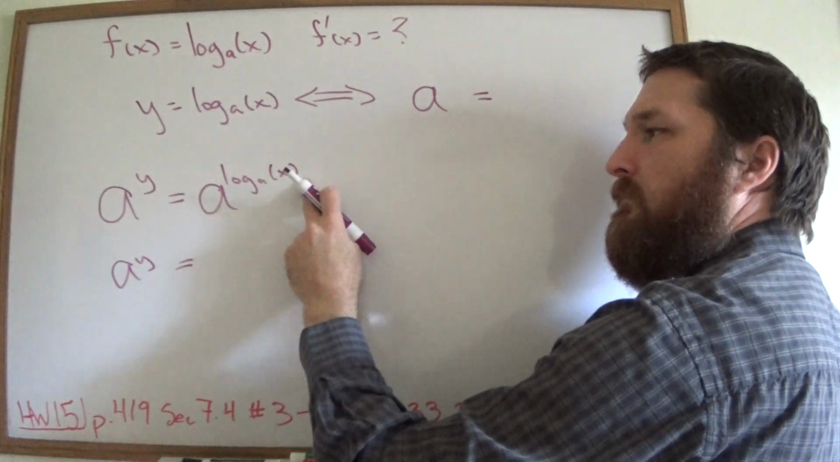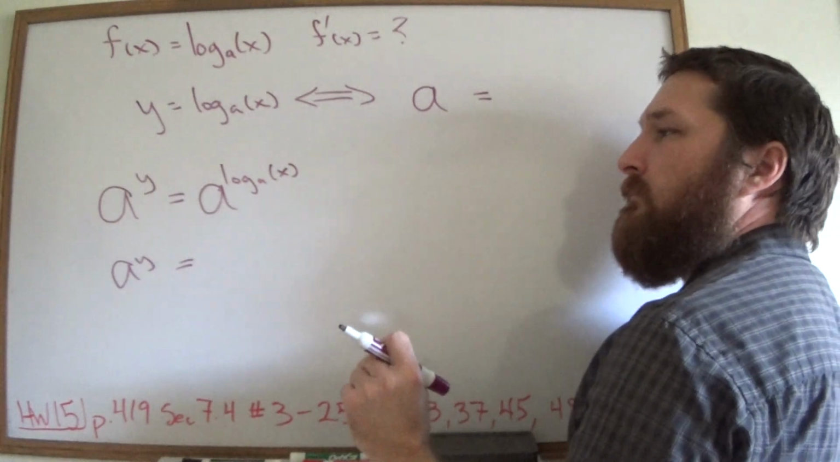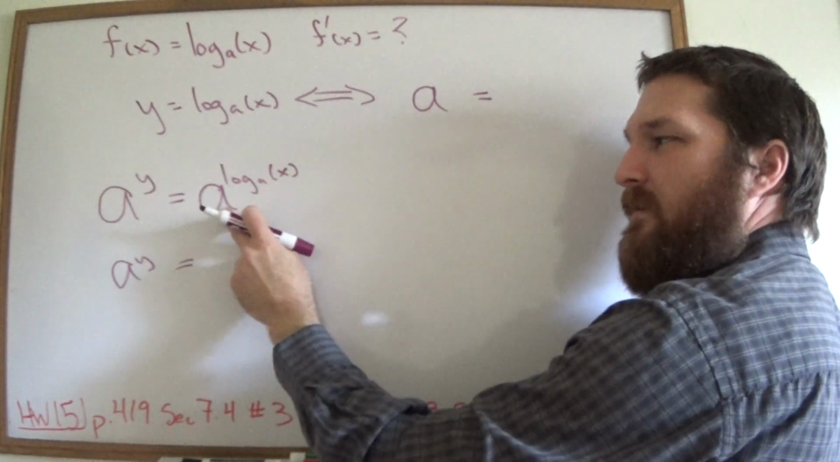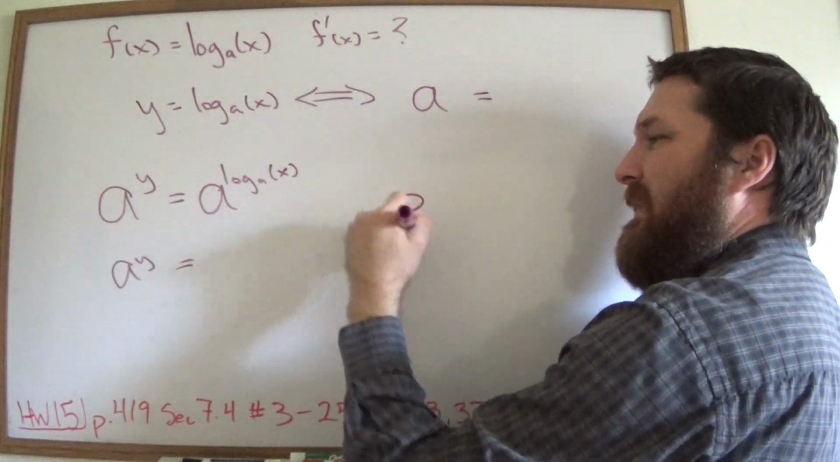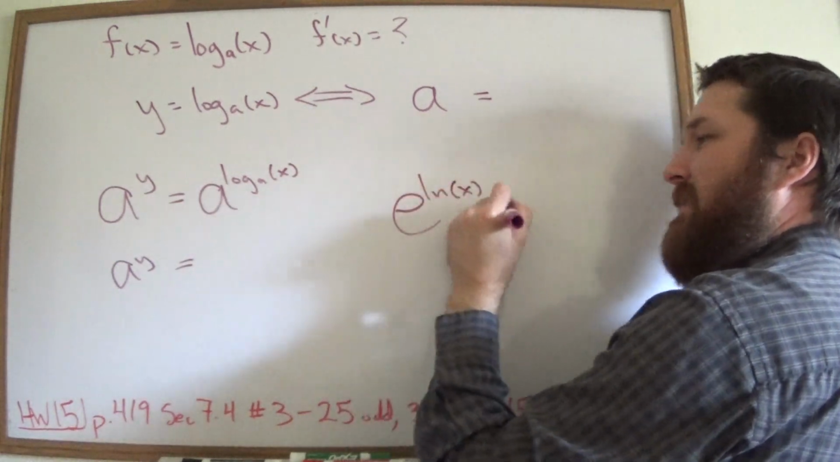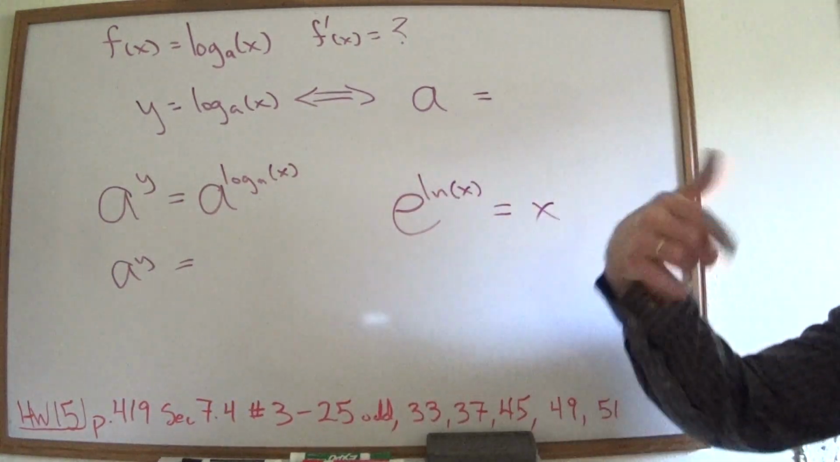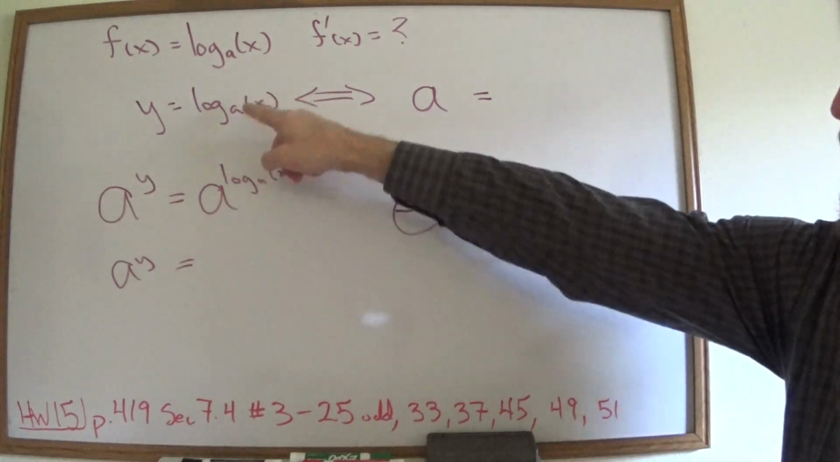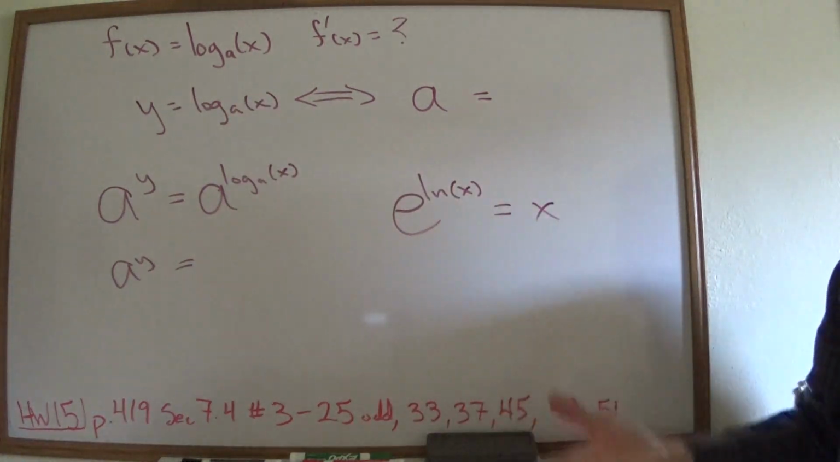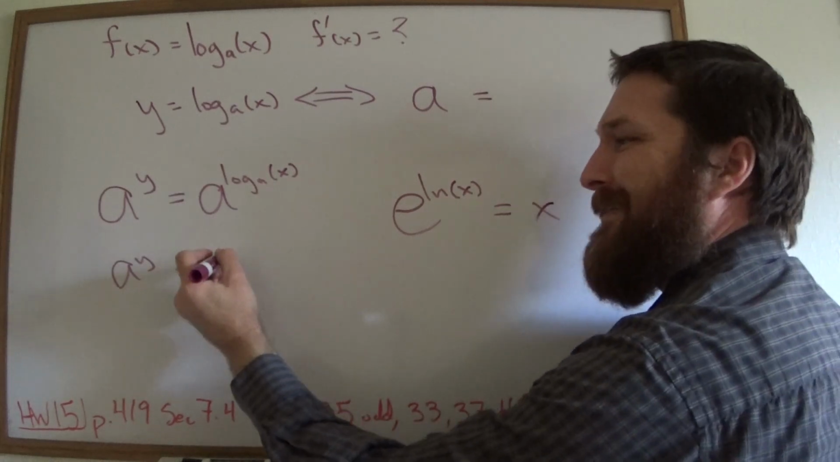Log of x. No. This is the thing that undoes this, right? Just like e to the natural log x is equal to x. It's x. Why would you take this step in the first place? To undo log a. It's the thing that undoes log a.